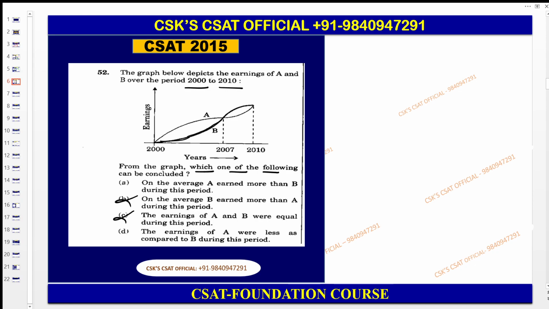So option D here: the earnings of A were less as compared to B during this period. This is also wrong, since A's earning is more when compared to B's earning. So with these we can conclude that A, on the average, earned more than B during this period. Everyone understood? Okay.